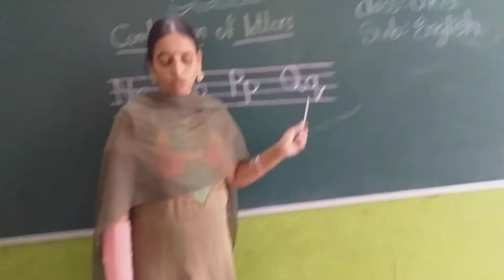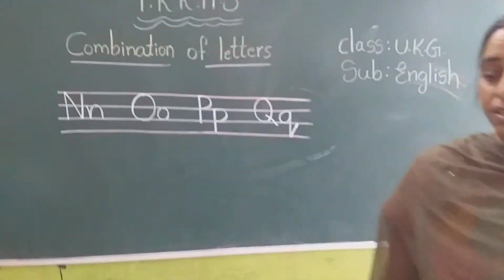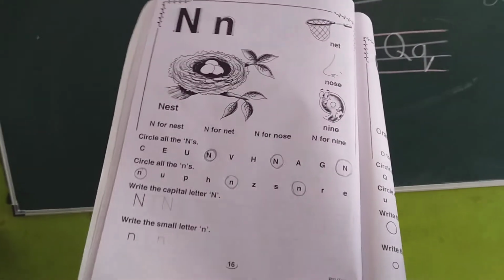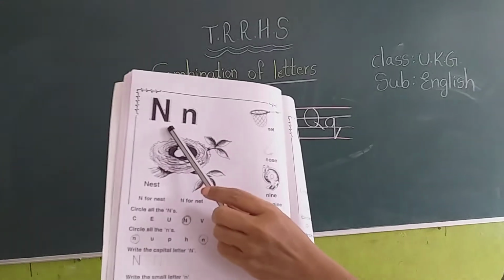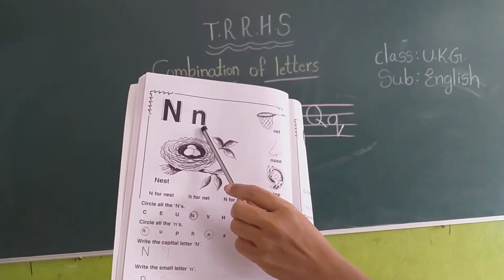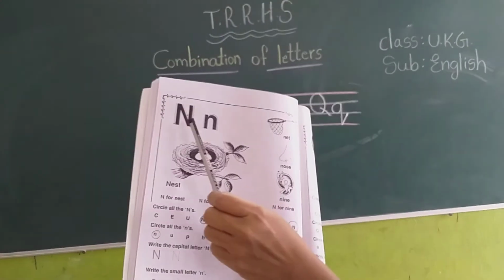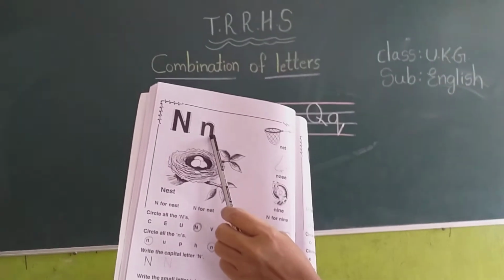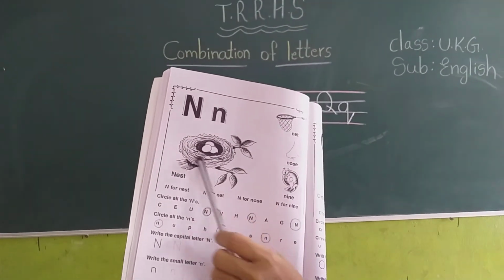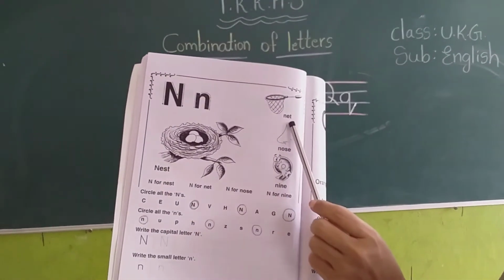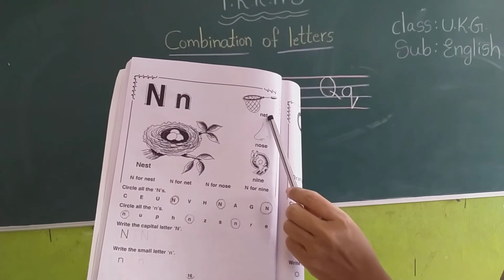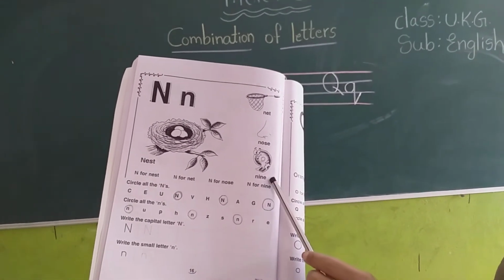Okay, Nana. Now take out your workbook. Page number 44. Now look at here. Which letter is this? Capital N, small n. Read loudly and keep the fingers. And which picture is this? Nest. This one, net. Nest, net, nose, 9.